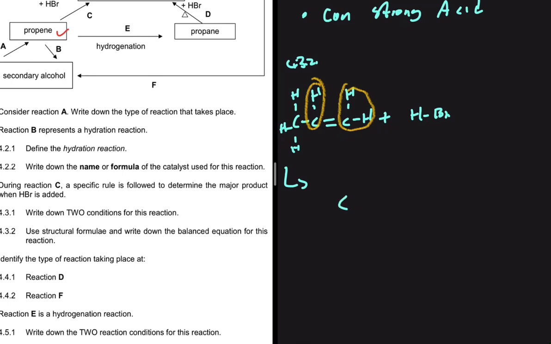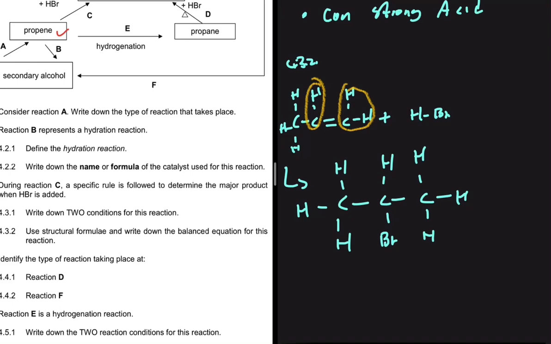So our product is going to look like this. Br is going to come to the carbon in the middle, and the hydrogen is going to come to the first carbon. And then now it's just a matter of filling out our hydrogens. So this is our major product according to Markovnikov's rule. And Br being on the first carbon and H being on the second carbon is our minor product. This is our major product. Usually when this reaction occurs, this is the product, right?